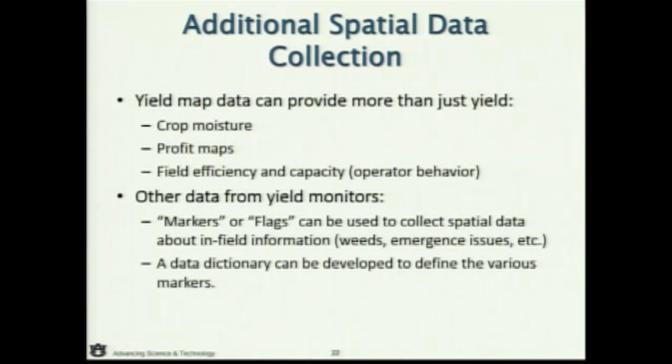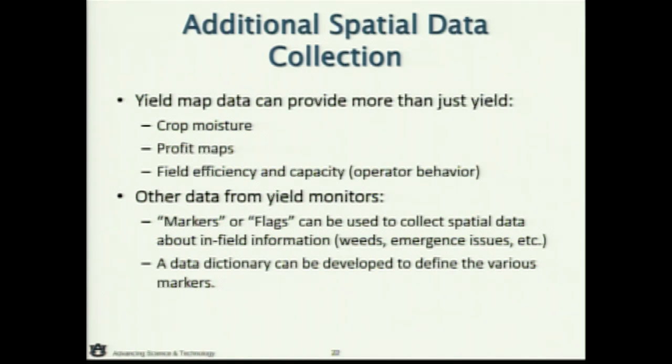I think the real key in what we're trying to promote is profit maps. Yield maps are wonderful tools, but the profit maps get down to maybe I need to be making a decision differently in a field. I can look at operator behavior. What's my field efficiency? How many acres per hour can I get out of that machine? It's very interesting. When you get multiple machines running, Mark, and look at this efficiency and what a machine can cover in a day, you would be amazed how much operators can vary. So are they doing a good job or a bad job? Those are some of the things that you can pull out of this data and not have to be at the field. You can do that post-processing.